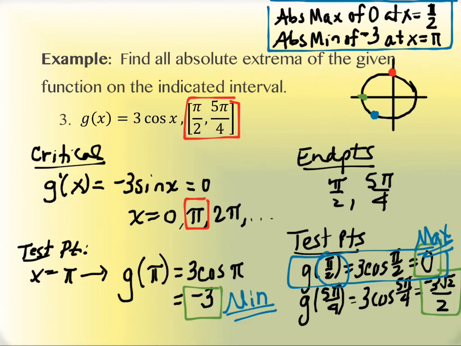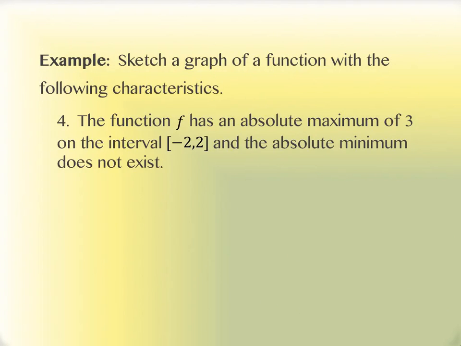All right, we have one more question that we're going to look at. This is sketching a graph. So we're going to sketch a graph of a function with the following characteristics. It has an absolute maximum of 3 on the interval negative 2 to 2, and the absolute minimum does not exist. Now I want you to pause for a moment and read that really carefully.